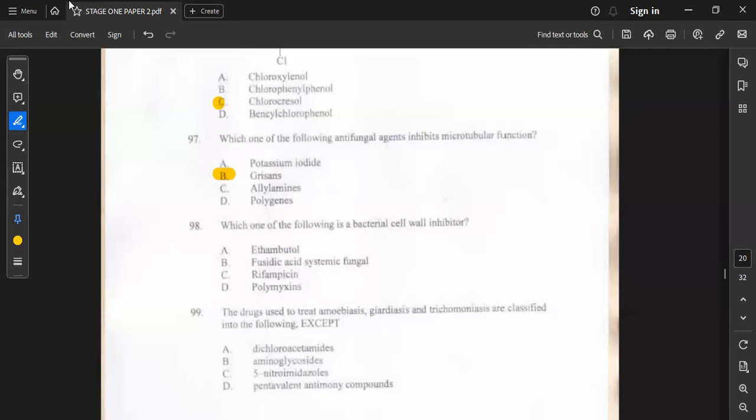Someone said it should be avoided in nursing mothers. It should be avoided in nursing mothers. Okay. For fingernails, it's 6 weeks, and for toenails, it's 12 weeks.